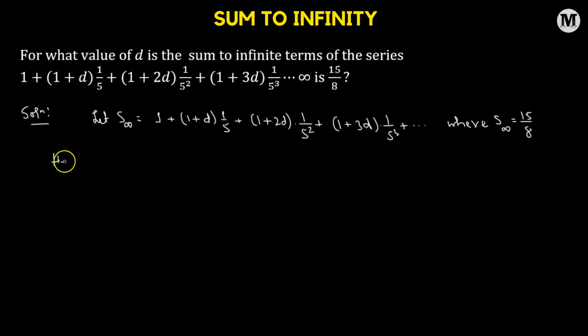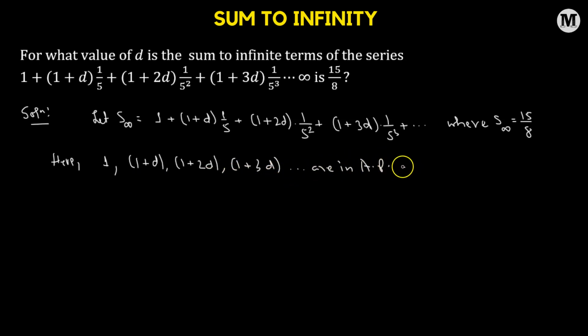So here we can say that if we consider the first term to be 1, then the next term to be 1 plus d, the third term to be 1 plus 2d, the fourth term to be 1 plus 3d. Clearly, these terms are in arithmetic progression.